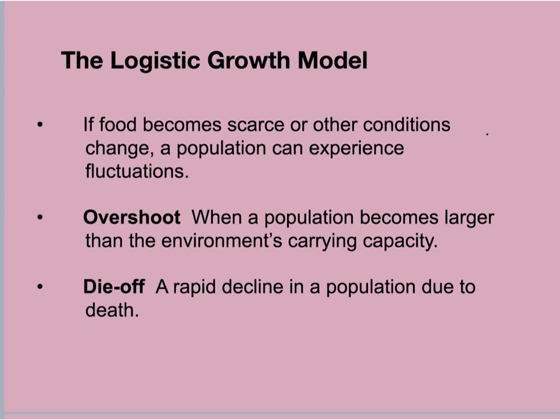Most of the time, there are two common factors that affect the logistic growth model. We call them overshoot and die-off. Basically, when a population becomes larger than its environment can carry, it has overshot carrying capacity. And so that overshoot causes a rapid decline in the population, which we call die-off. I have an example of this, and it's unfortunately in reindeer. A population on St. Paul Island in Alaska is a good example of this overshoot and die-off.